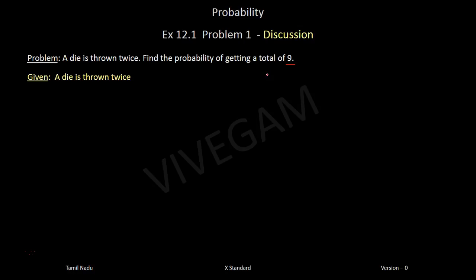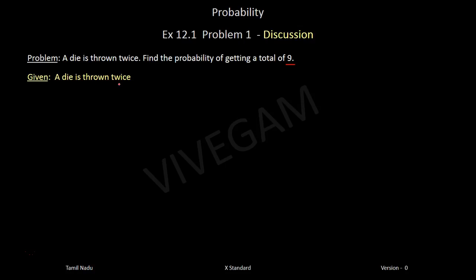Okay, so total number of ways is 36 and the number of ways favorable to us is 4. So probability of getting 9 is 4 divided by 36, that is 1 by 9. Okay, so that is how this problem will be worked out. We'll list it out here.